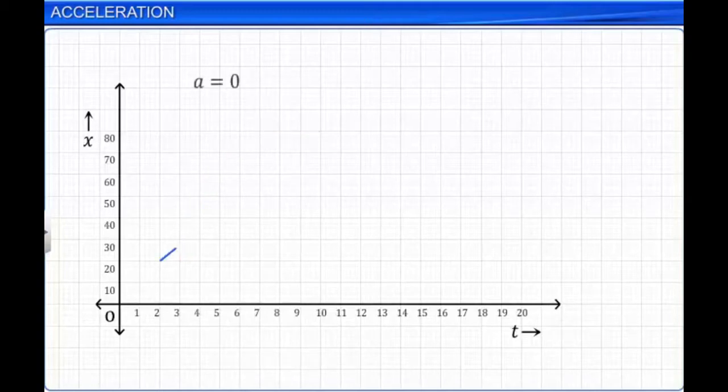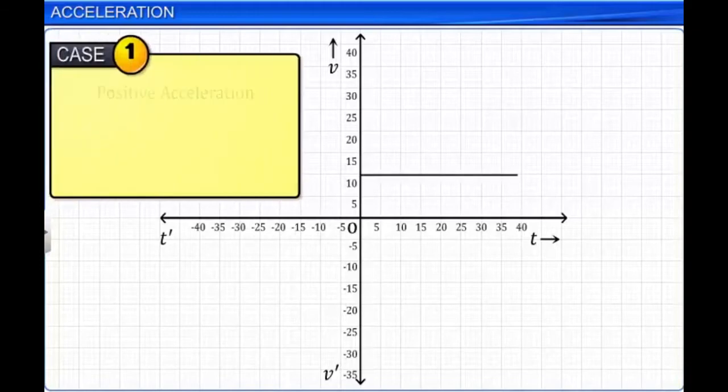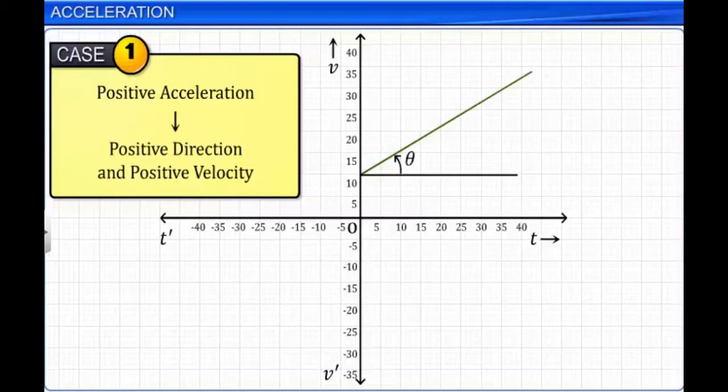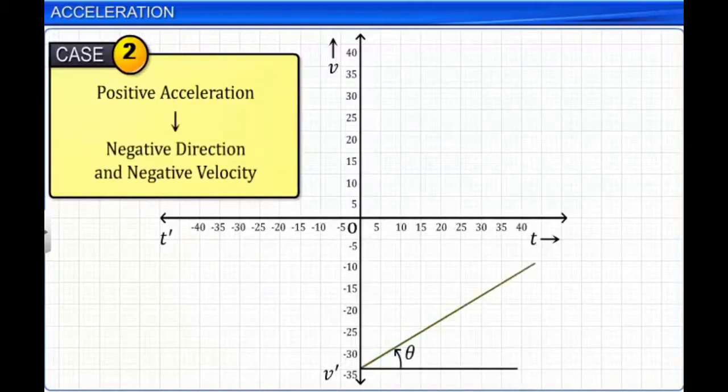Let us see what the Vt graphs for all four cases explained earlier look like. Body with positive acceleration, that is, positive direction and positive velocity. The graph is an inclined line above the x-axis with upward inclination. Body with positive acceleration, that is, negative direction and negative velocity. The graph is an inclined line below the x-axis with upward inclination.